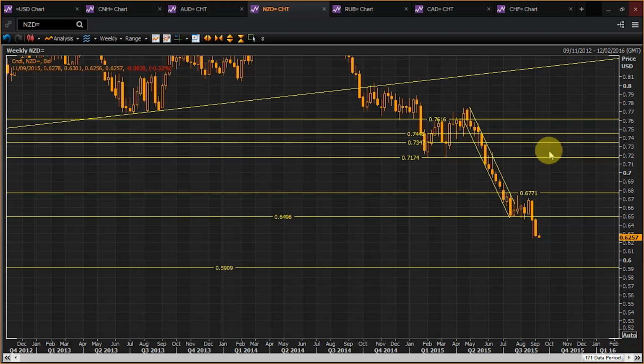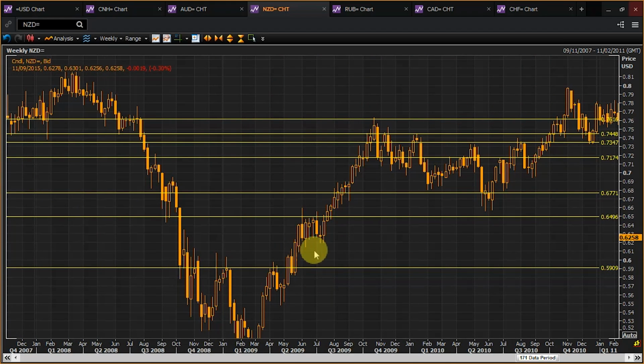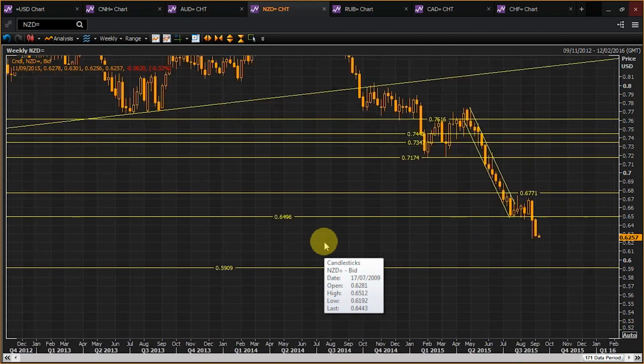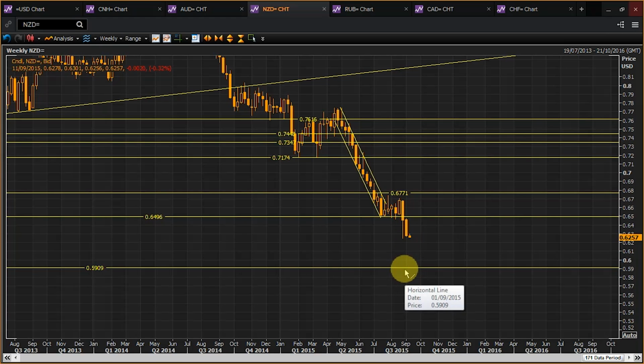And the reason I'm saying this is because there isn't actually much structure in the way of that, apart from maybe these lows in here at around 61.92s, but we're really trading around that region already. So once we get through that, really the next area is, like I said, these 59.09s.